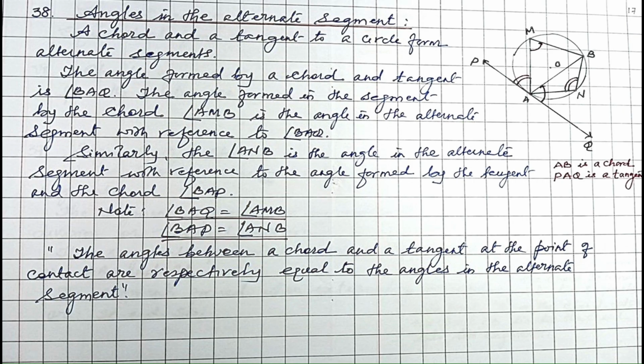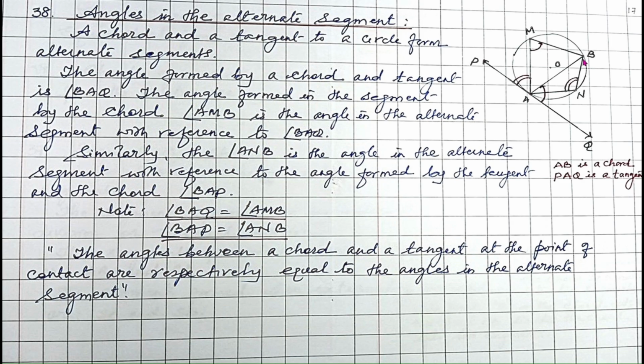Now let me explain this with the help of the diagram here. We have a circle here. AB is the chord and PAQ is the tangent, A is the point of contact. The angle between the chord and the tangent is angle BAQ, and the angle in the alternate segment is angle AMB. The angle BAQ is equal to angle AMB. Remember that. And also the chord AB forms another angle with the tangent, and that is BAP.